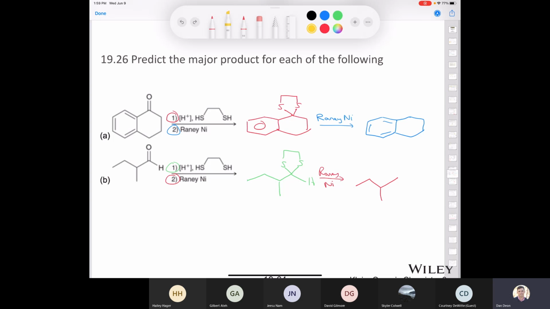What's the bottom line of the whole section on sulfur nucleophiles? In my opinion, it's nothing more than you've got a new way to reduce a carbonyl, and that's it, my friend. You've got a brand new way to reduce a carbonyl. There you go. So, sulfur nucleophiles.